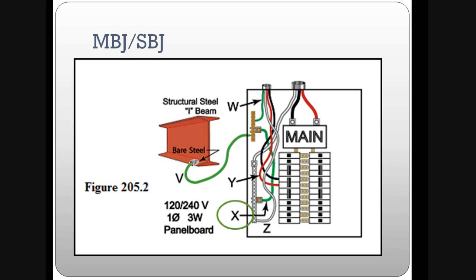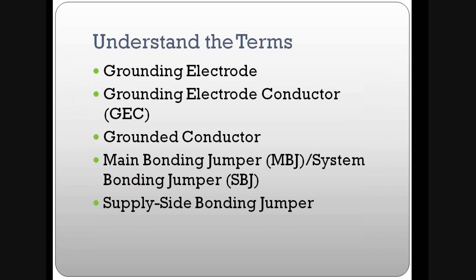Now check yourself on this one, but that's going to be shown as X. And that actually is the jumper, the main bonding jumper or the system bonding jumper that jumpers between our grounding electrode and our grounded conductor. So this conductor X that ties the two bus bars here together at our system main disconnect is the main bonding jumper or the system bonding jumper. So these terms are important to understand as we ask questions and understand what needs to happen.